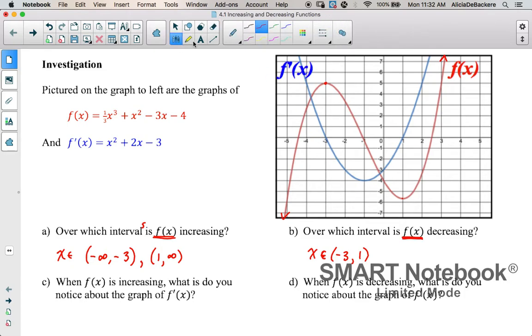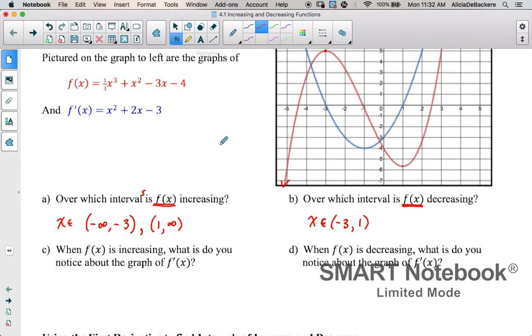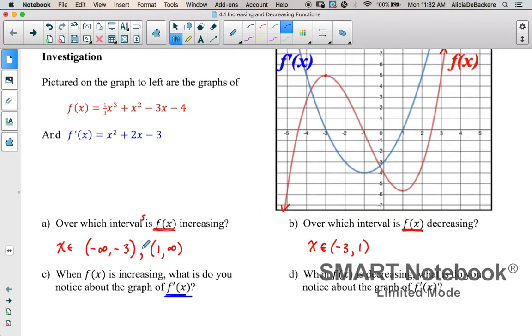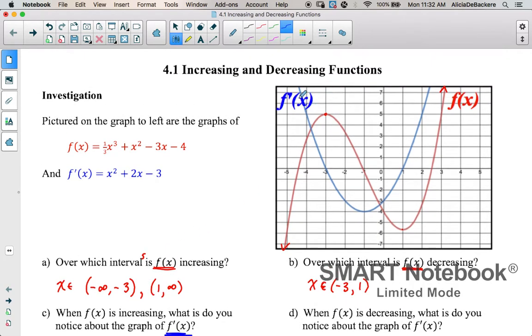All right, Part C is saying when f of x is increasing, what do you notice about the graph of the derivative? So it's asking you to go and look at these two intervals on the blue graph, and what do we notice? So going from negative infinity to negative 3, I'm just going to highlight that section of the blue graph. So we're looking at this part here, okay? And then we're looking at the interval from 1 to infinity. So starting at x equals 1 on the blue graph, we're going to be looking at these two sections and asking ourselves, what do we notice here about these two?